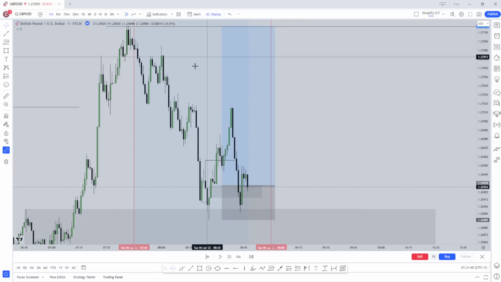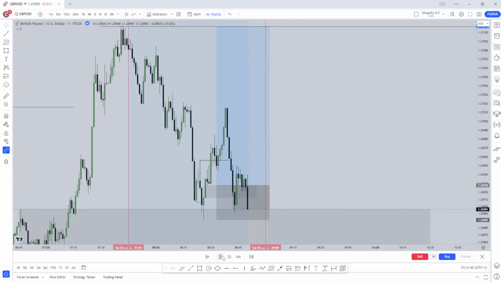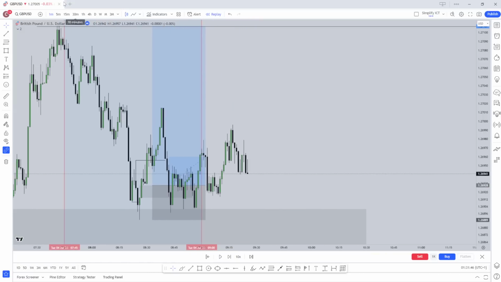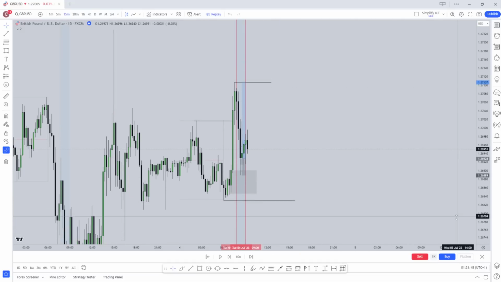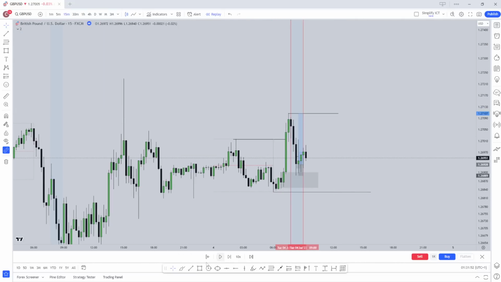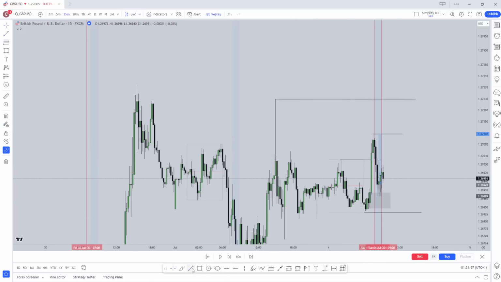So now target the opposing liquidity. Just let this trade play out over here. The price is moving away quite nicely. Check on the 15-minute. And as you can see right here, we've got this high right here. This is the first high. This is the second high over here. And this is the third high over here.